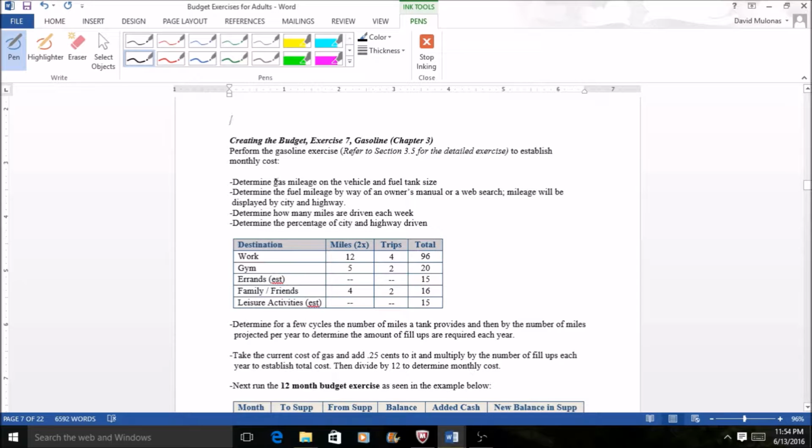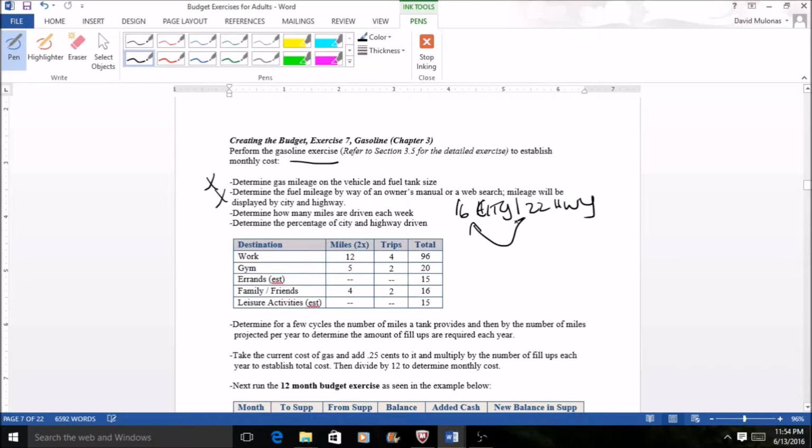So what we speak of here is going through the gasoline exercise. It does take a couple of steps. For every car that you drive, you certainly need to know the gas mileage and the fuel tank size, because that's going to tell you how many miles you're going to get per tank. Now, the other thing you can see here is to determine the fuel mileage by way of an owner's manual or web search. Pretty simple to find out, really, and it'll show city and highway, so it might say 16 city and 22 highway. It's usually something like that.